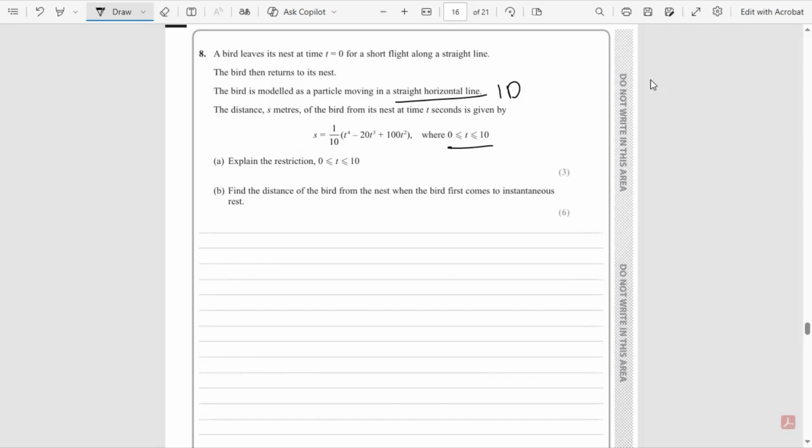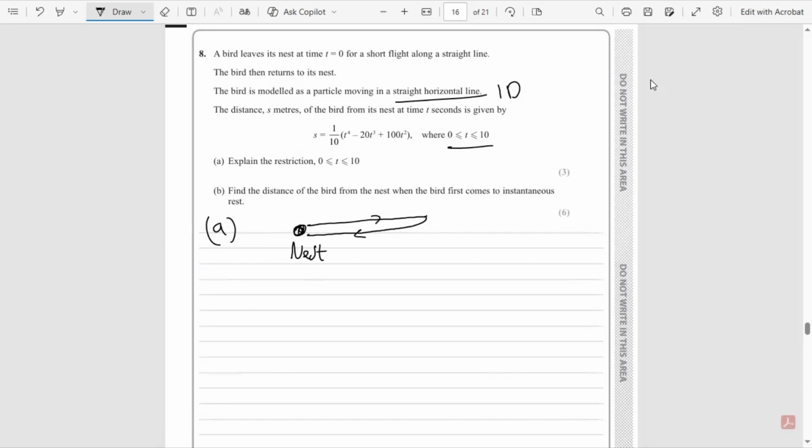Okay, so if we just draw a rough diagram just so we can visualize really what this bird is doing. So the bird has a nest there, let's just call that nest. And then the bird is kind of moving in a straight line forwards, and then the bird is moving straight back to the nest. Again, that's kind of what's happening in this situation there.